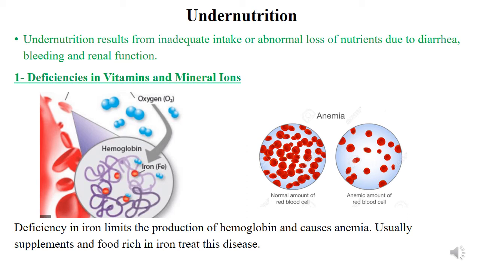Anemia is a condition in which you lack enough healthy red blood cells to carry adequate oxygen to your body's tissues. Having anemia can make you feel tired and weak. Usually, supplements and food rich in iron treat this disease.